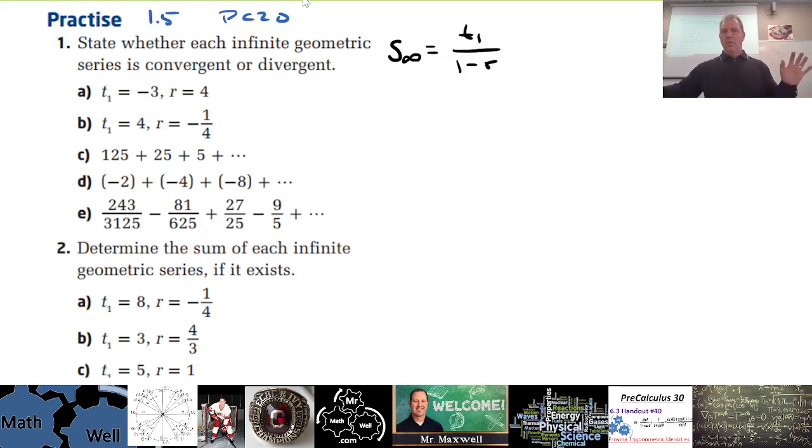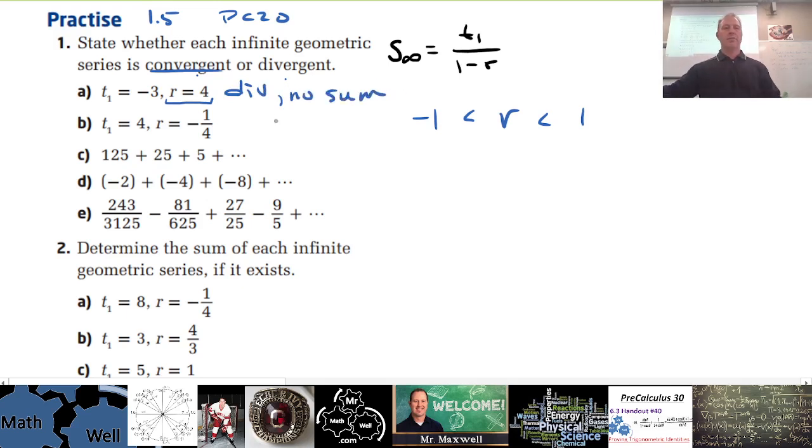All right, so question number one. The first part of your assignment says state whether each infinite geometric series is convergent or divergent. So remember, convergent is when R is between -1 and 1. So it's like a decimal form of something. It can be positive or negative, but it has to be a decimal less than 1. So that's the key. Here, R is 4. That's greater than 1. That means all the numbers will be getting bigger and bigger and bigger. So that's divergent with no sum.